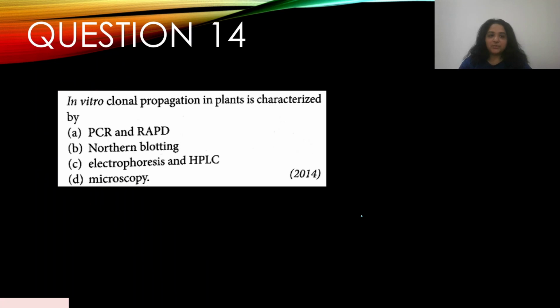Question number 14. In vitro clonal propagation in plants is characterized by, and this appeared in 2014, A. PCR and RAPD, B. Northern blotting, C. electrophoresis and HPLC, D. microscopy. So you're talking about in vitro, that's in lab, clonal propagation in plants. Clonal propagation, production of clones, is characterized by A. PCR and RAPD. Okay, answer is A.